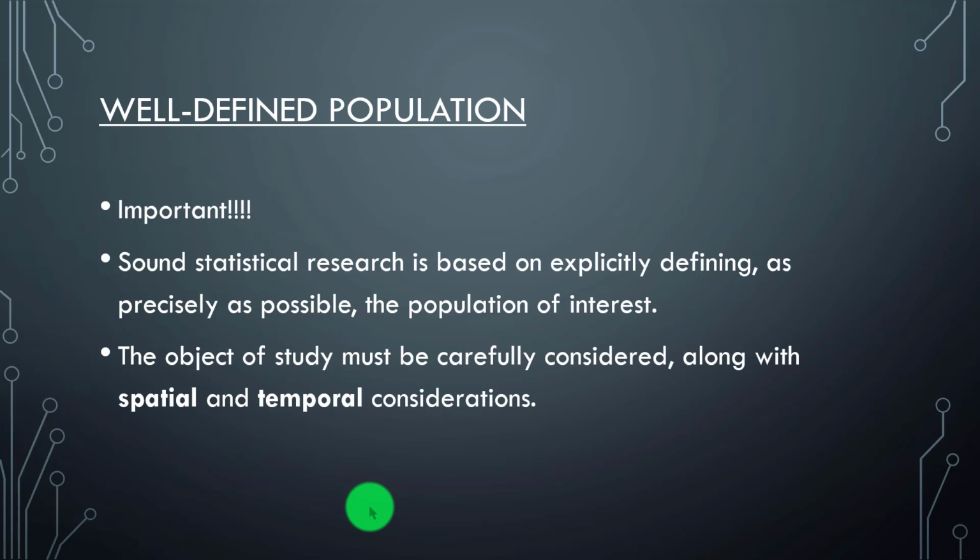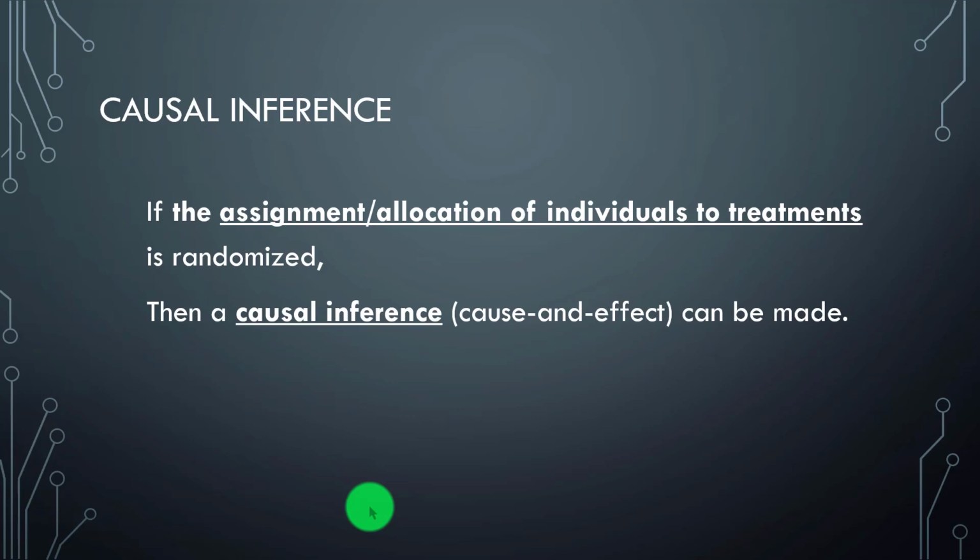Let's look at the other type of statistical inference. This is cause and effect, or causal inference. And this applies to experimental studies because this is where there are treatments and the individuals are randomly assigned to those treatments. If that is achieved, then the cause and effect inference can possibly be made.